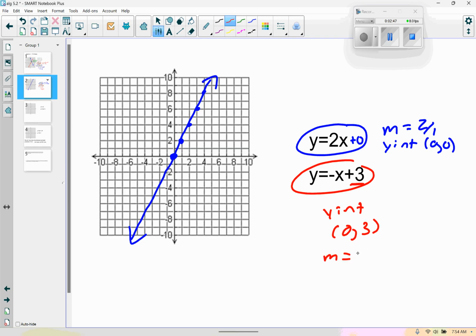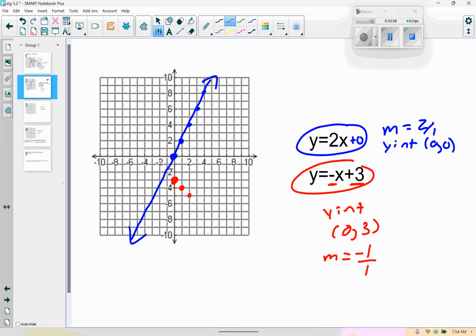In this one, we have a y-intercept of 0, 3 because of this. We have a slope of -1 because of that, so -1 over 1. So 0, 3 is down here. And then I'm going to go down 1, right 1, down 1, right 1.